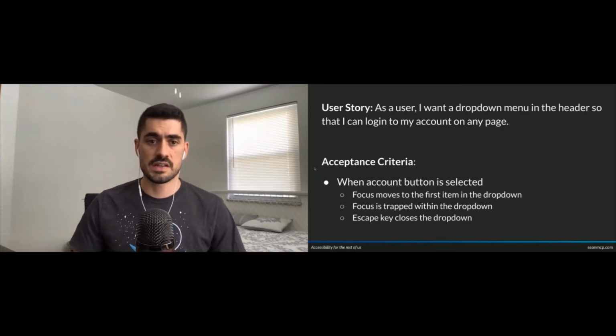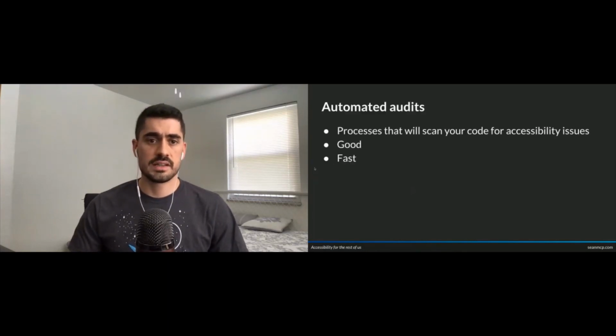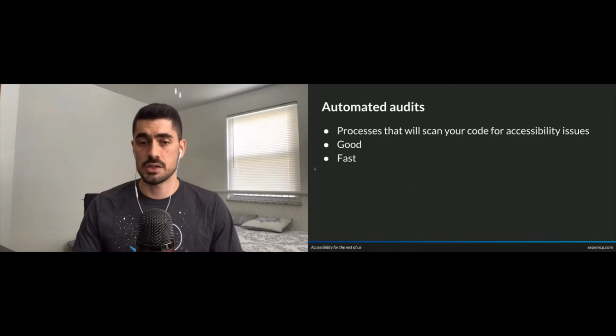Once you have those targets and criteria, you need to audit your code. We need to check if our code is accessible with the same frequency that we check everything else. And there are two types of auditing, automated and manual. First, automated audits. These are the processes that will scan your code for accessibility issues. This type of auditing is good and fast. We can get near instantaneous feedback in our editor or console whenever there is a detectable accessibility issue.